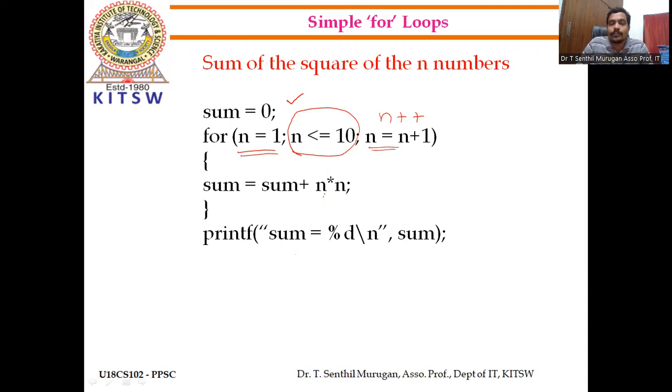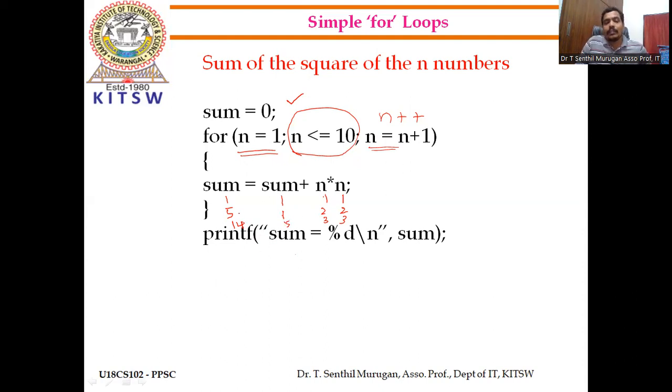Again, the n value is incremented to 2, 2 into 2 is 4, and 4 plus the 1 already there is 5. So now the sum value is 5. Now the n value is incremented by 1, so now 3, 3 into 3 is 9. Okay, 5 is already there, 5 plus 9 is 14. So 14 will be stored in sum.